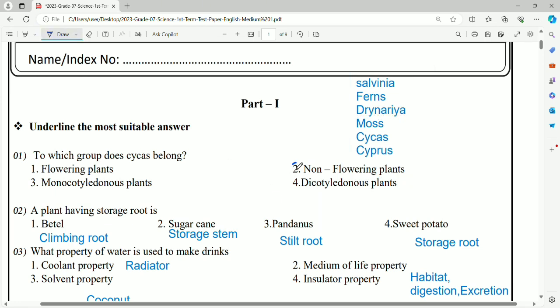You have to remember, there's a shortcut to remember: Salman Fathers, Dr. Mother, Cycle Seminar. So these come under the non-flowering plants.